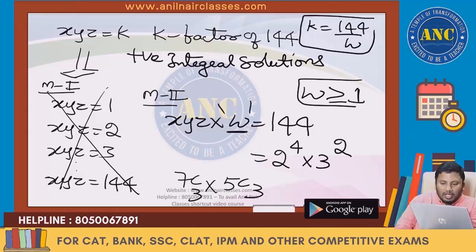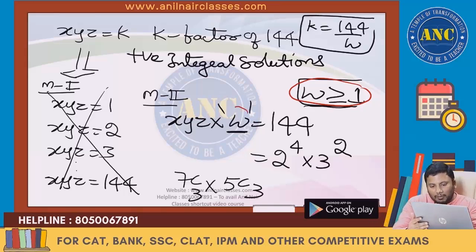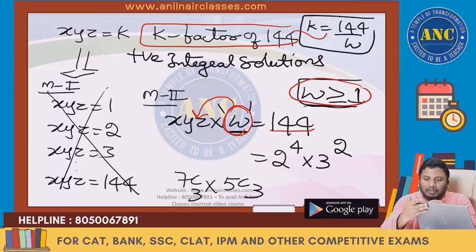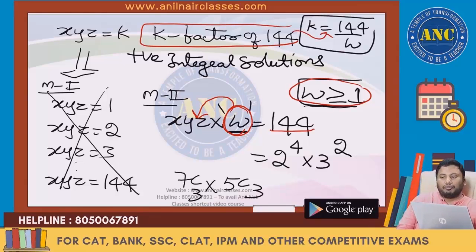What is W? W is some natural number. On multiplying, I will get 144. If x y z is 1, W is 144. If x y z is 72, W is 2. If x y z is 36, W is 4. W is the natural number. On multiplying this, I will get 144. Any factor of 144 can be written as 144 by something. I hope the idea is clear.